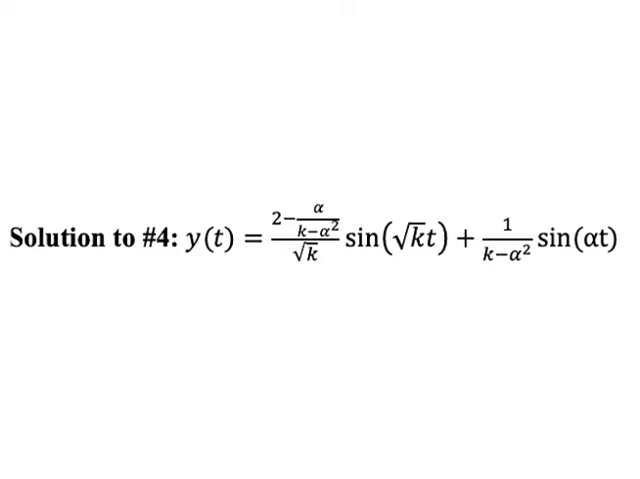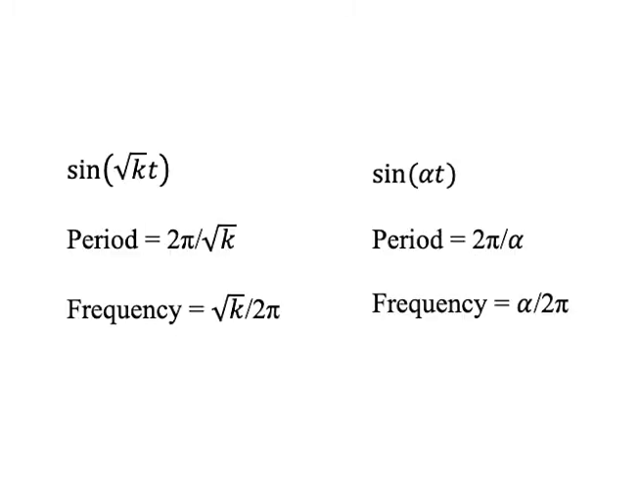So already looking at this, we see that we're going to have two different periods and two different frequencies that are related to the root of k and alpha. And we're going to see what happens with that when we look into this further. Before we look at the solution in Desmos, let's take a look real quickly at what happens to the period and frequency. For the term sine root of k times t, the period will be 2 pi over the root of k, and the frequency will be the root of k over 2 pi. Similarly, for the other term, sine of alpha t, the period will be 2 pi over alpha, and the frequency will be alpha over 2 pi.